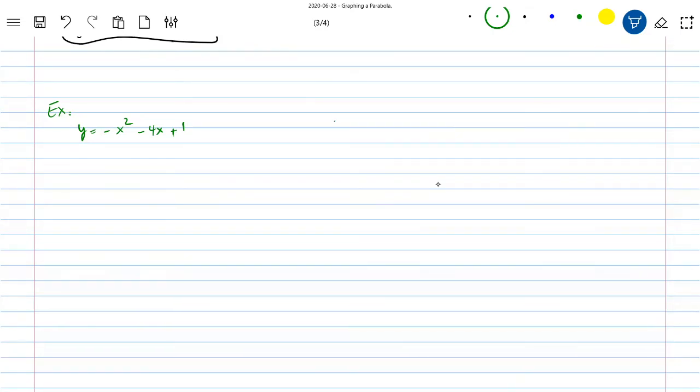Here, figure out where the vertex is. Minus b divided by 2a is minus negative 4, so it's plus 4 divided by 2 times negative 1. You'll get negative 2 for x. Right, it's negative b divided by 2a.